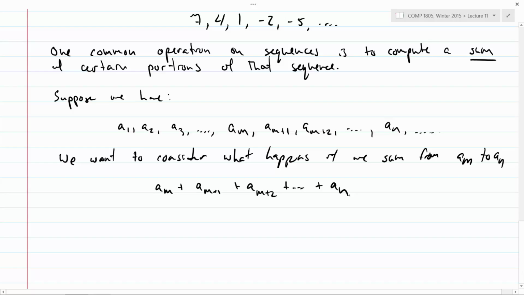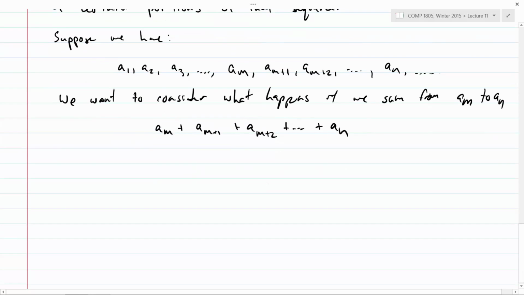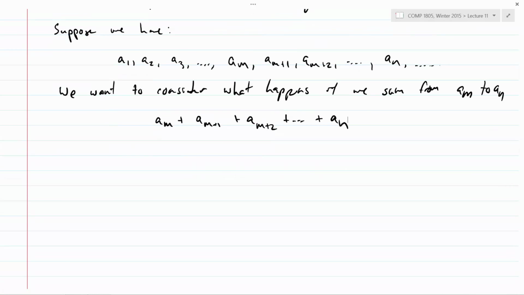Now maybe M is 1 and N is still N, and in that case we can start summing in the beginning. But in general you can sum from anywhere you like. And we'd like to know what that sum is. We'd like to evaluate it. Of course we can only do that if we know what the sequence is. There's a shorthand for this notation called sigma notation.